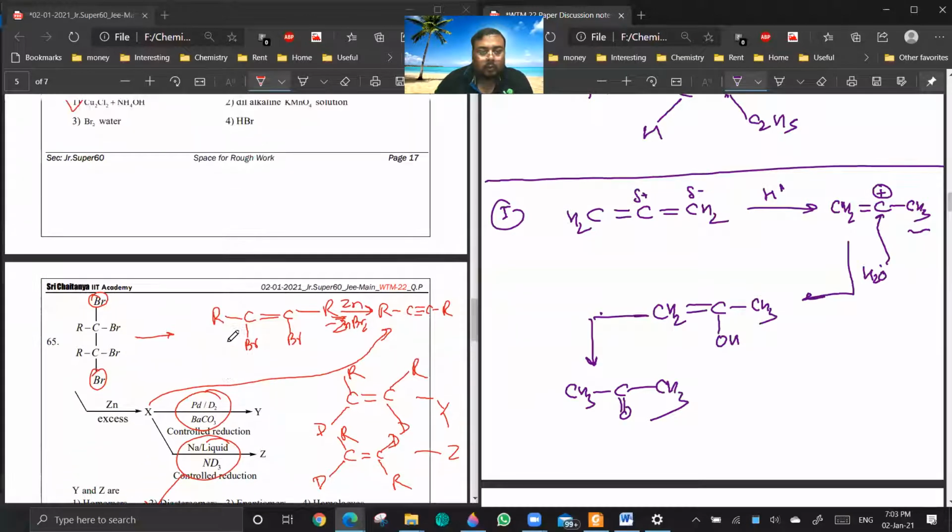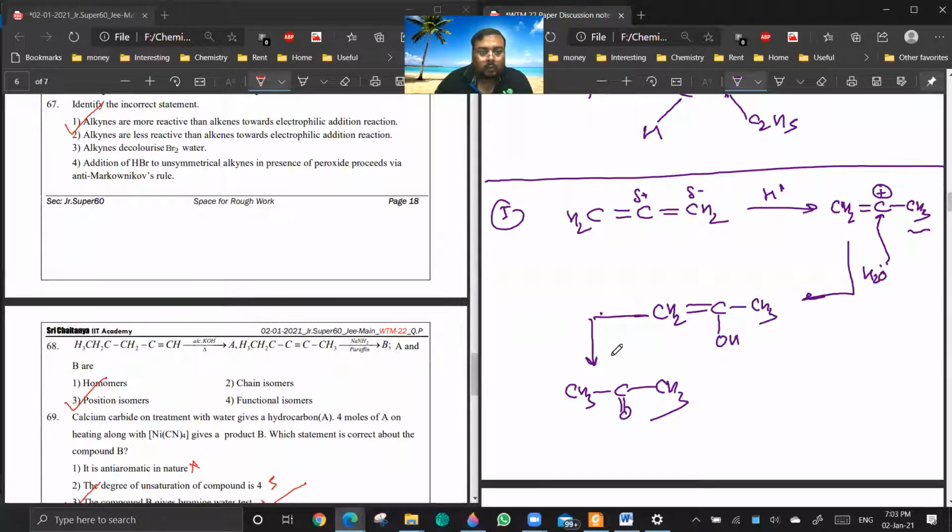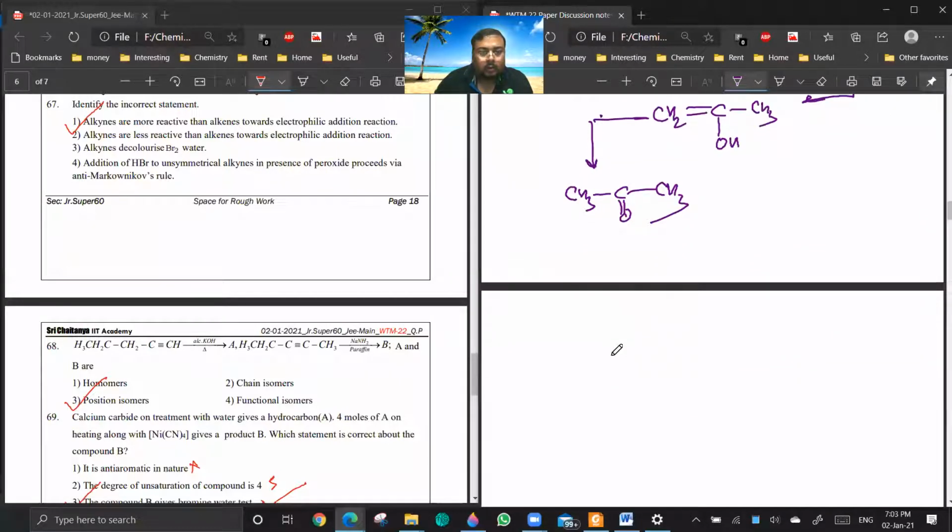Sir, 68, can you explain? Yeah. See, this is simply an isomerization reaction. If you're using alcoholic KOH, then it will change to terminal alkyne. Something like this, CH, a triple bond will come here. And if you're using NaNH2 paraffin, it will come here. So A and B will be positional isomers. Are you getting a point? Yes, sir. Okay.